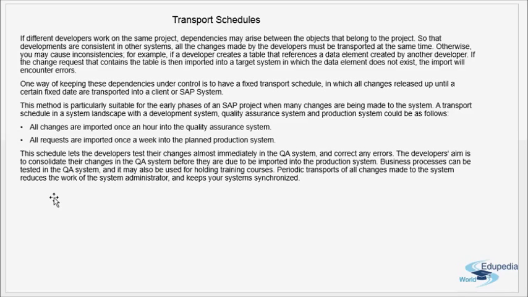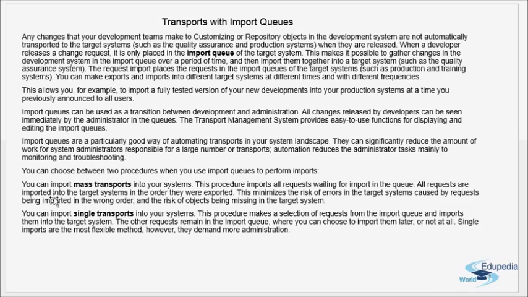Now we learn about transport strategy. You have a project running, so the change request is created in the development box, comes to quality, and then goes to production. This movement you can control in your own way. We'll learn how that movement is done, the transport schedules and the import queues, and what types of import queues we have in the transport management system.